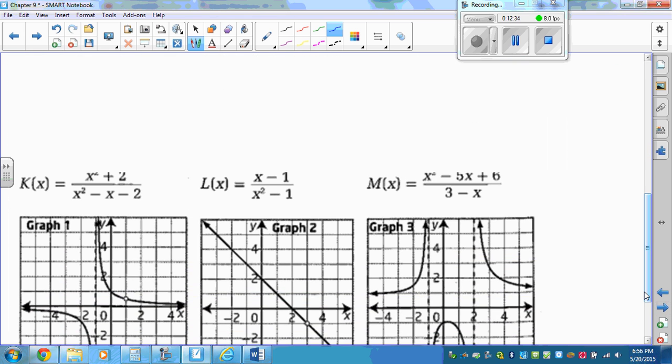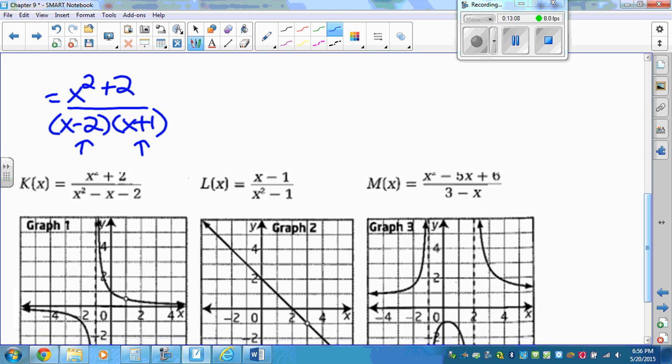Another question here. K of x. So we have to look at these ones and factor them and see which graph they are. Okay, so if I simplify this one, I would get x squared plus 2. On the bottom, I would have to factor. I need two things that multiply to be negative 2 and add to be negative 1. So I got that to be x minus 2, x plus 1. Okay, so these factors are found only in the bottom, so we should have an asymptote at 2 and negative 1. That would be right here. So this is going to be this graph.